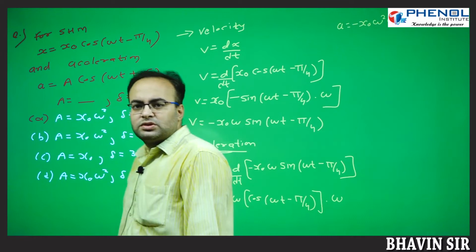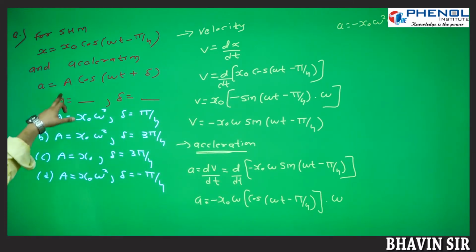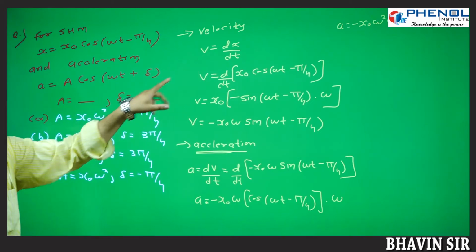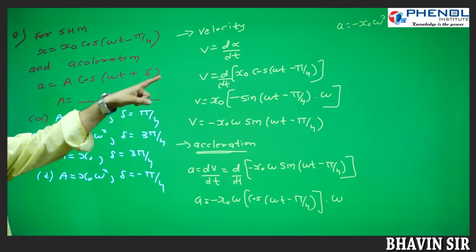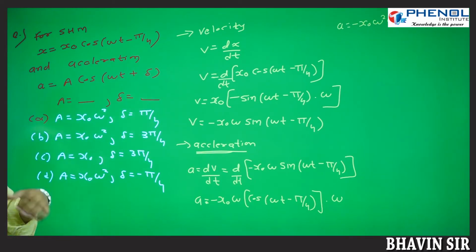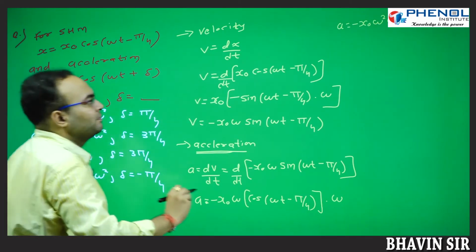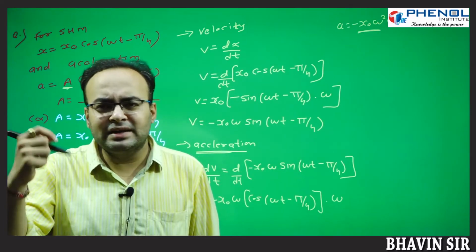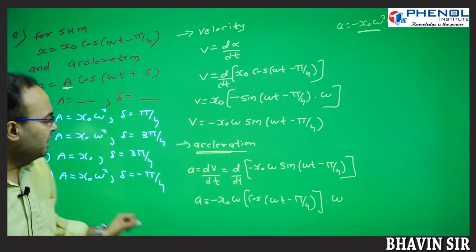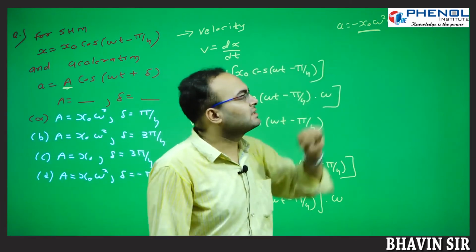But students, this is not our final form. Right now we cannot proceed, because this acceleration is positive, but this acceleration is negative. Some of you might say, sir, take the amplitude as negative, so that the amplitude equals minus x naught omega square. But in all our options the amplitude is positive, so we cannot take amplitude as minus x naught omega square.